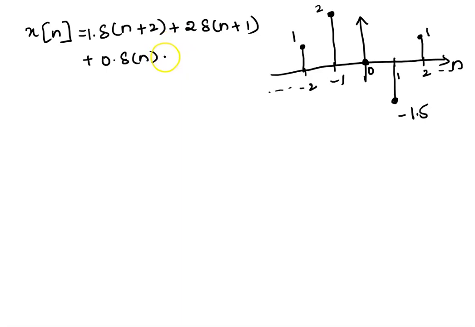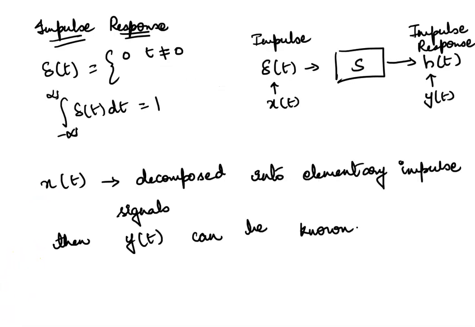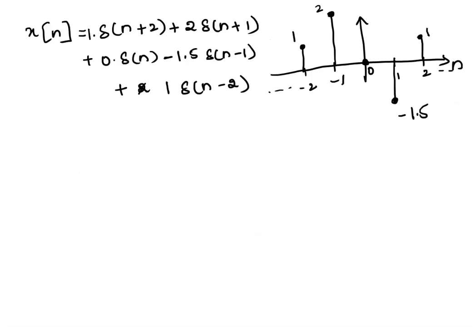Next comes the delayed impulses, where the amplitude of the impulse at position 1 is 1.5, and that of the impulse at position 2 is 1 multiplied by del of n minus 2. So the criterion that we chose earlier was that if a given elementary signal can be decomposed into impulses, then y of t can be known.